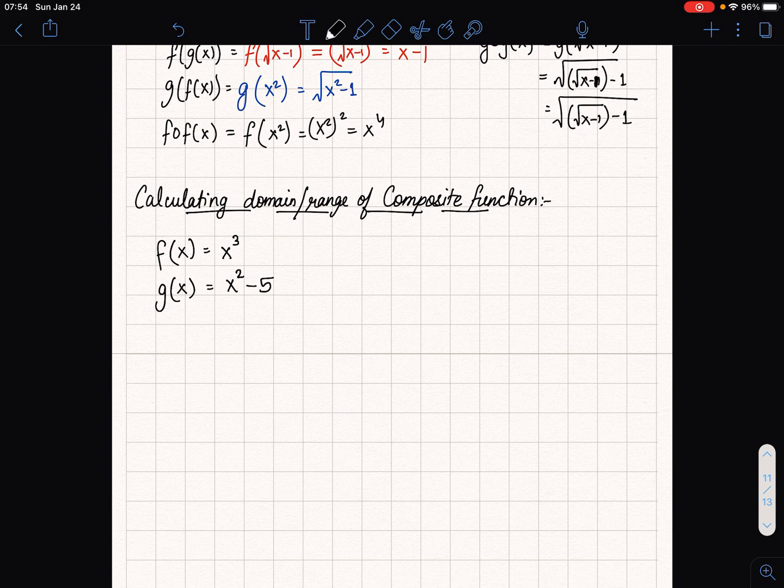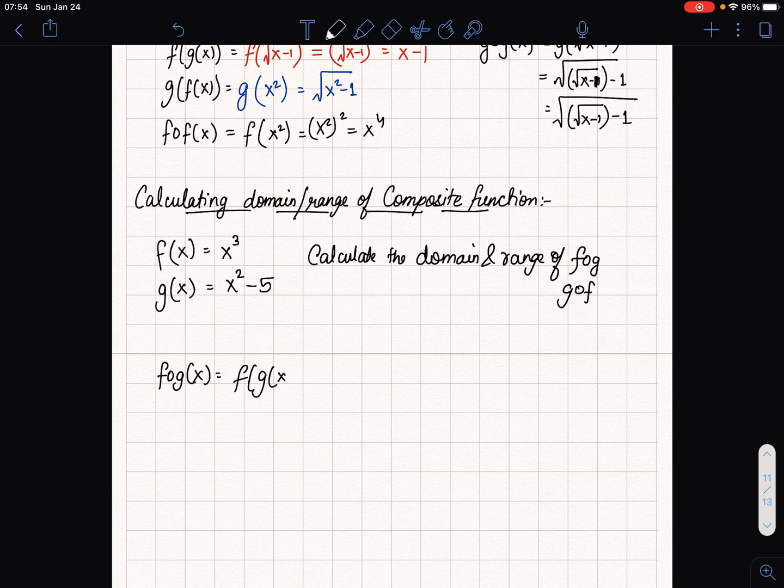What we do is we want to calculate the domain and range of f o g and g o f. Let's first calculate what is f o g of x. f o g of x is f of g of x, which is essentially f of x square minus 5, which is x square minus 5 the whole cube.